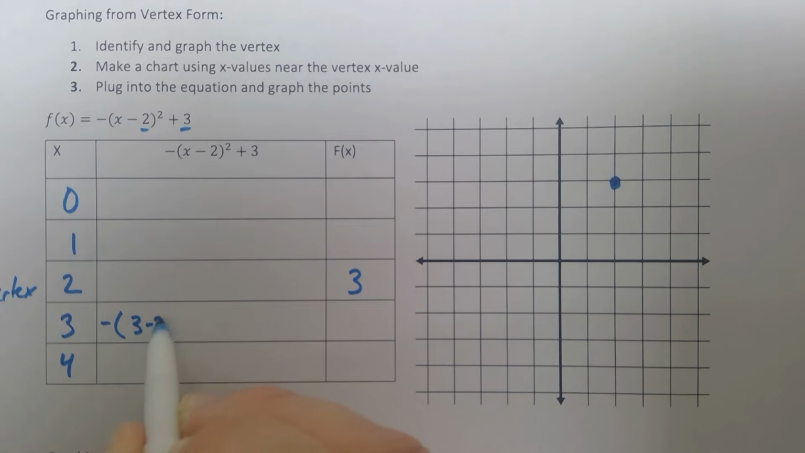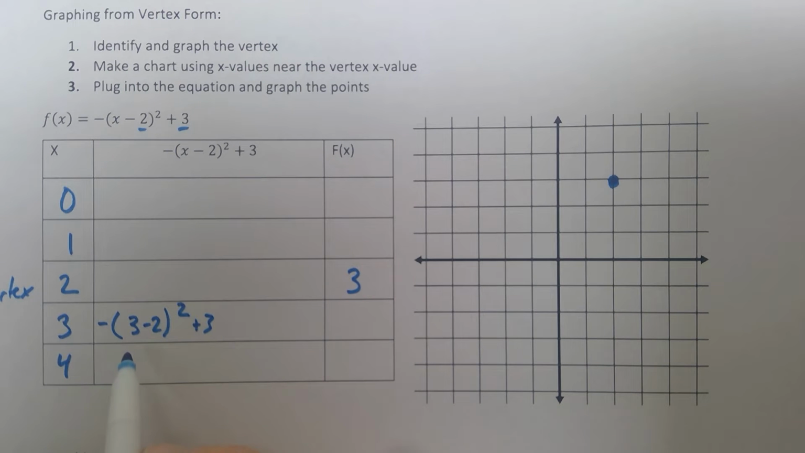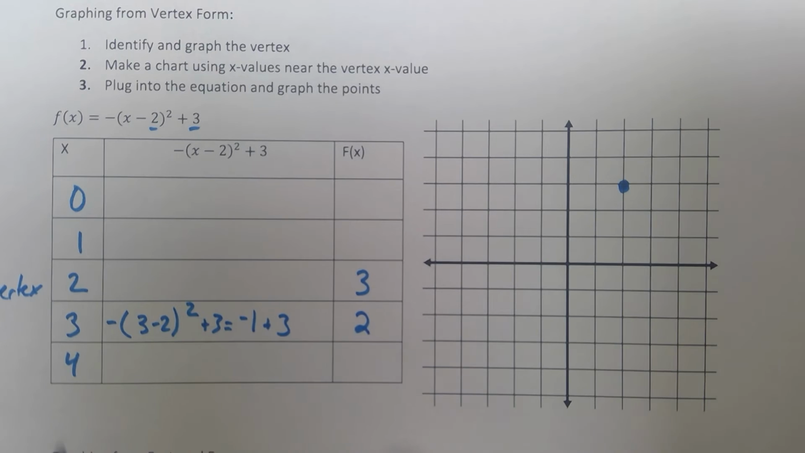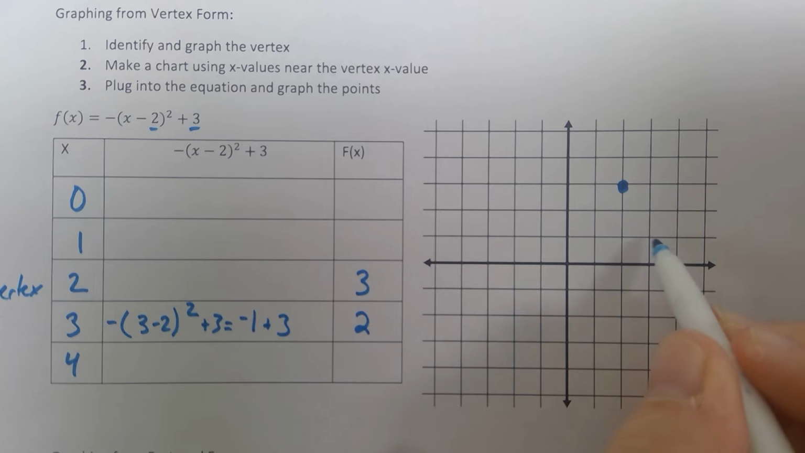So I said negative (3 minus 2) squared plus 3. So 3 minus 2 is 1. 1 squared is 1. So that's -1 plus 3, which is 2. If you're using a calculator, make sure that you always use your parentheses here. So negative parenthesis, 3 minus 2 parenthesis squared plus 3. And then you'll get 2 there. So we'll go 1, 2, 3, 1, 2.